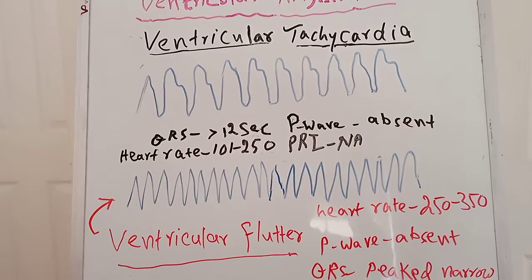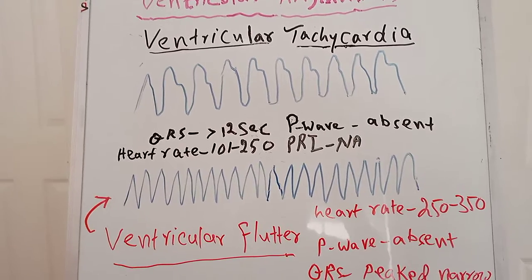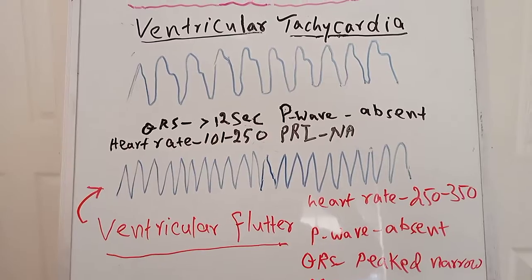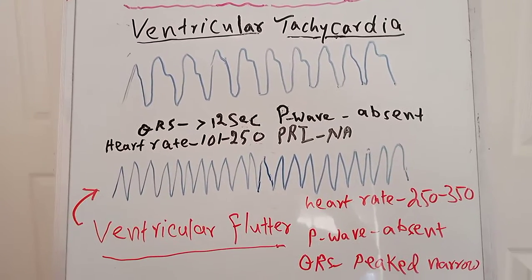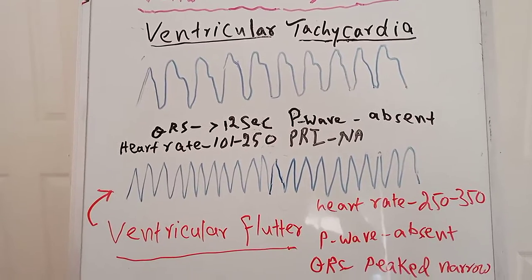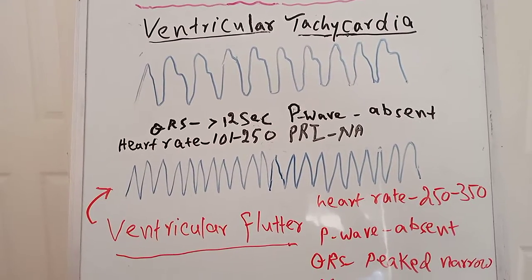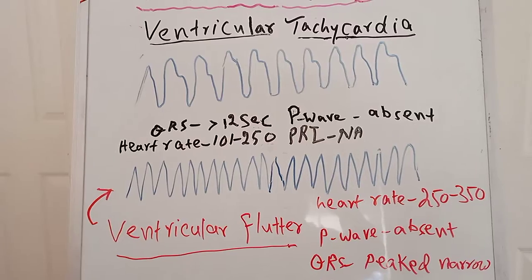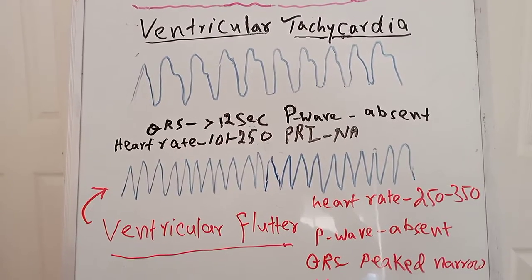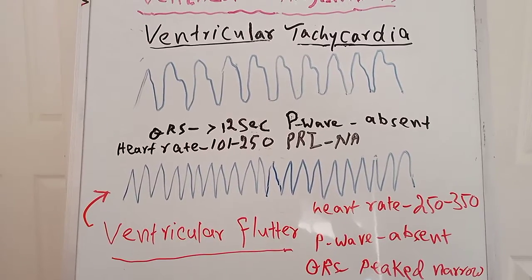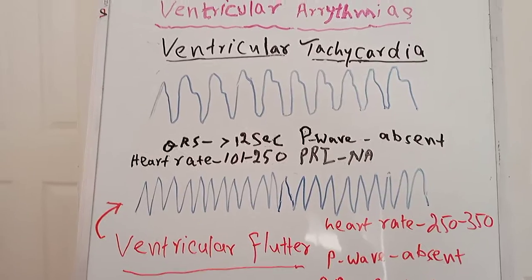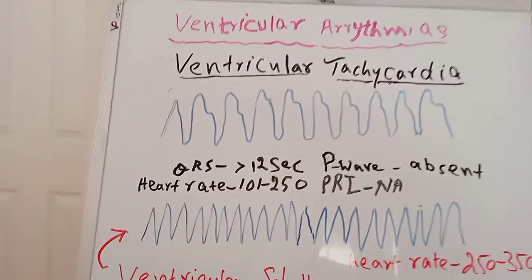In the ventricle, a focus starts firing electric impulses at a rate of 101 to 250 impulses per minute. The ventricle contracts very fast, and the ECG that is produced looks like this one.